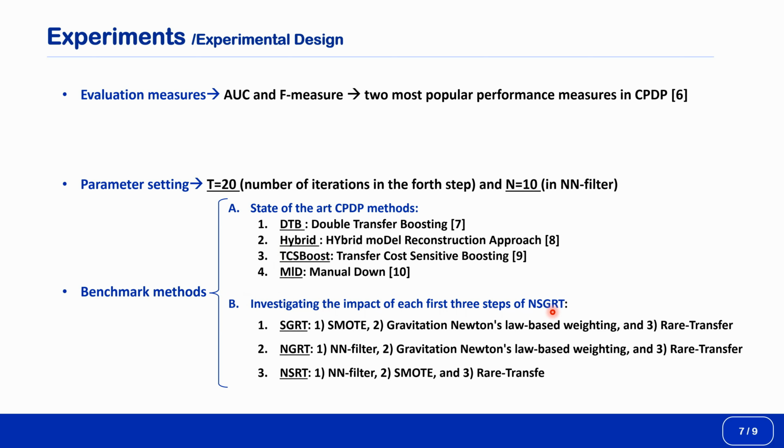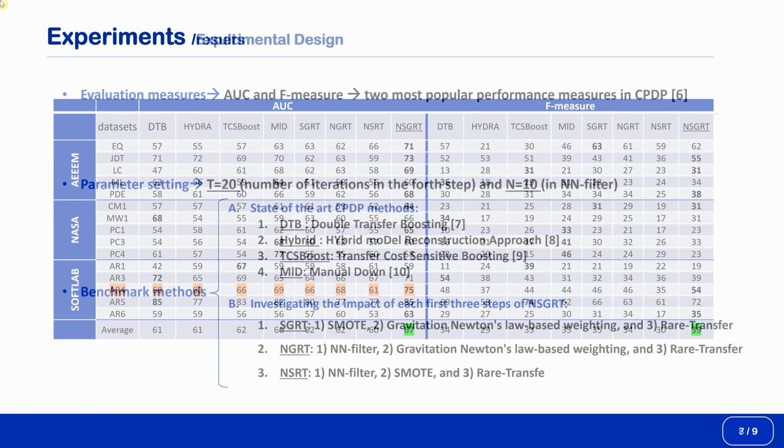manual DOM. The second category of our benchmark methods is for investigating the impact of each of the first three steps of our proposed method NSGRT. So we built three new models: NSRT, SGRT, and NGRT. As you can see, in each model we omitted one step from the first three steps.